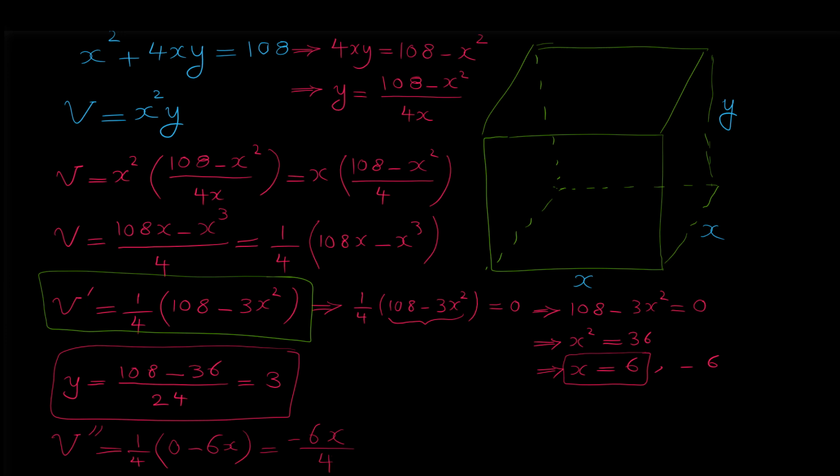Now if we plug in our critical point, which was 6, in v double prime at 6 is negative 6 times 6 over 4. Negative 6 times 6 is negative 36 over 4, which would be negative 9. Because the second derivative at the critical point is negative, it shows that the critical point is the maximum point for the function.